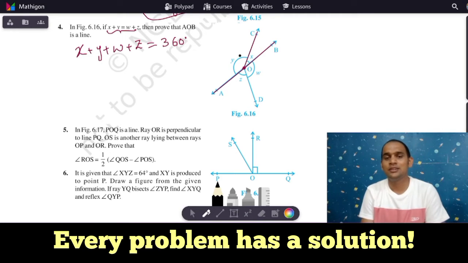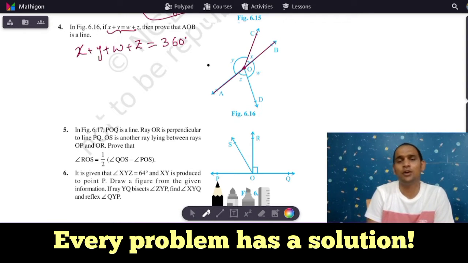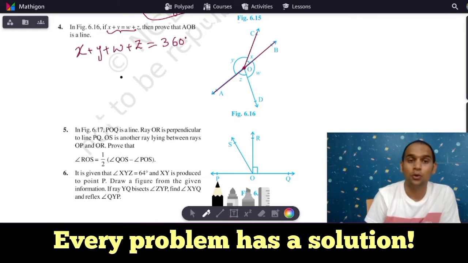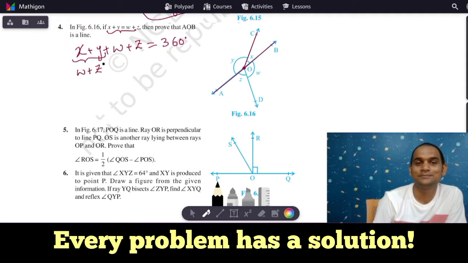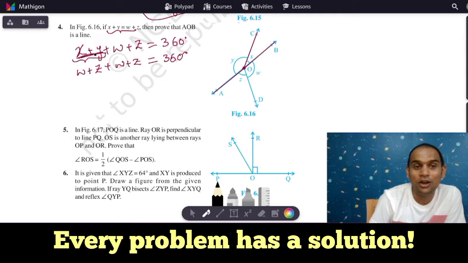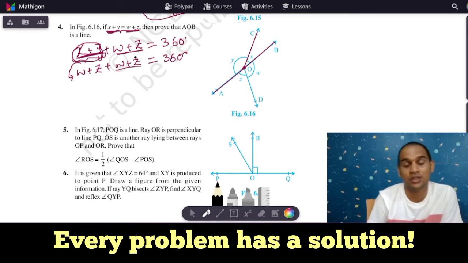You can mention the reason. Since O is the origin point of all the rays, it forms a complete angle. Now understand, in the given question, x plus y is given to be w plus z. So instead of x plus y, I will substitute w plus z. And I already have w plus z over here. I hope that is clear. That equals 360 degrees. I'll repeat again. Since x plus y equals w plus z, instead of x plus y, I substituted w plus z. And over here, w plus z is as it is. We have not changed that position.